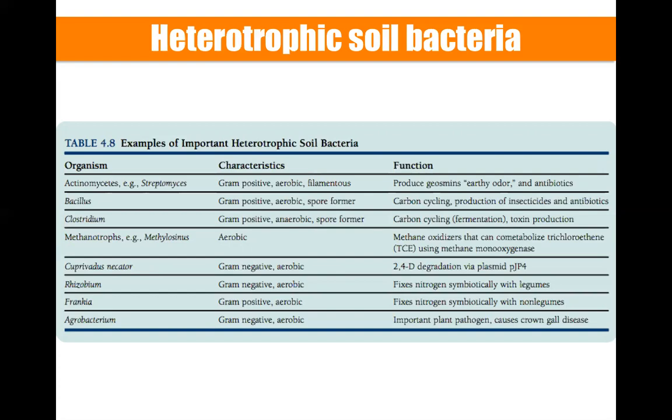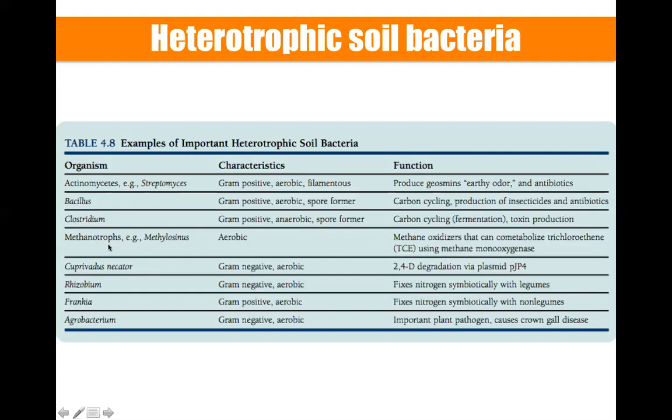We have Bacillus and Clostridium. Both are spore formers and gram positive, but Bacillus are aerobic and Clostridium are anaerobic. They are important for carbon cycling. Bacillus are used in the production of insecticides, for example, Bacillus thuringiensis can kill insects that are plant pests. Some Bacillus can also produce antibiotics. Clostridium is involved in carbon cycling, but can also produce toxins.